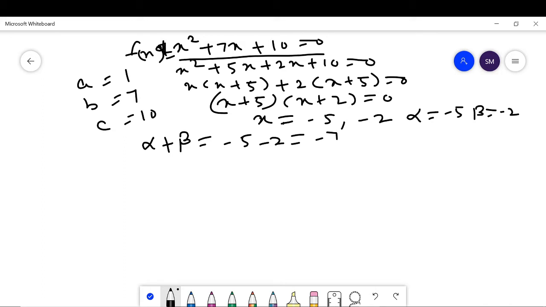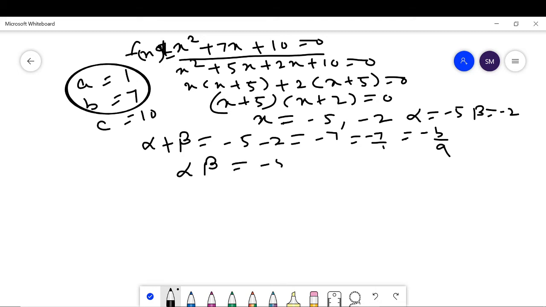This is minus 7. Minus 7 can be written as minus 7 upon 1. What is this? This is minus b upon a. Look at here. Then take alpha into beta. Alpha into beta is minus 5 into minus 2. This is 10. 10 can be written as 10 upon 1. Then what is this? This is c upon a. Verified? Verified, students? Now take what is cubic polynomial?